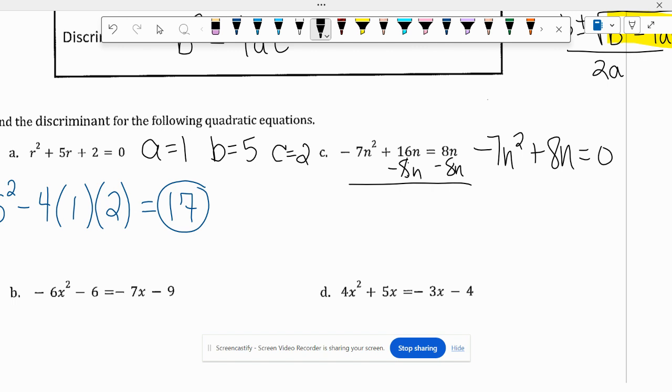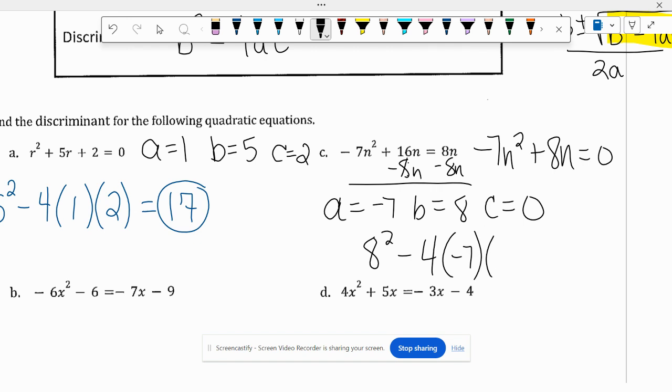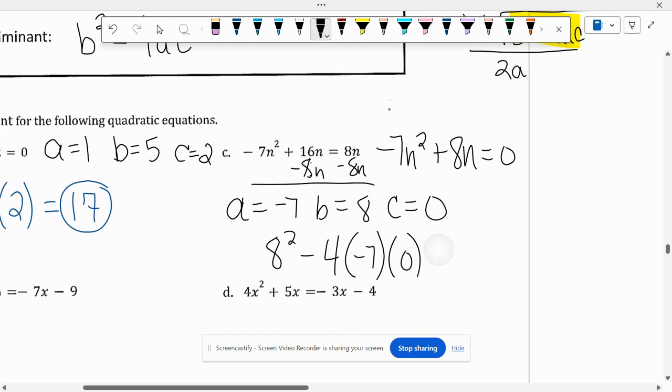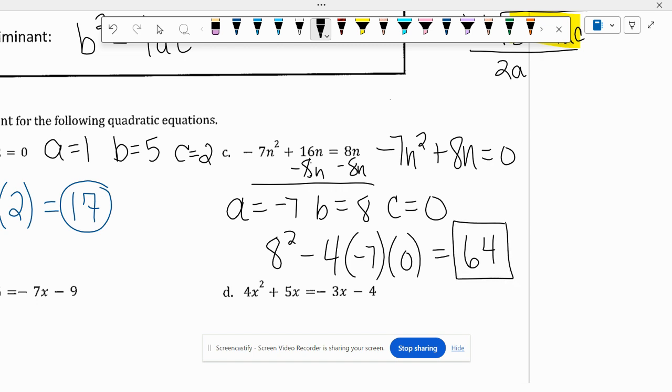So what's the value of A? A is negative 7. What's the value of B? And what's the value of C? 0. Good job, you guys. Okay, so B squared. That's 8 squared minus 4 times A times C. Well, 0 multiplied by anything is 0. So I just really have 8 squared, which is 64 minus 0. So it equals 64. Are we okay with that? Okay.